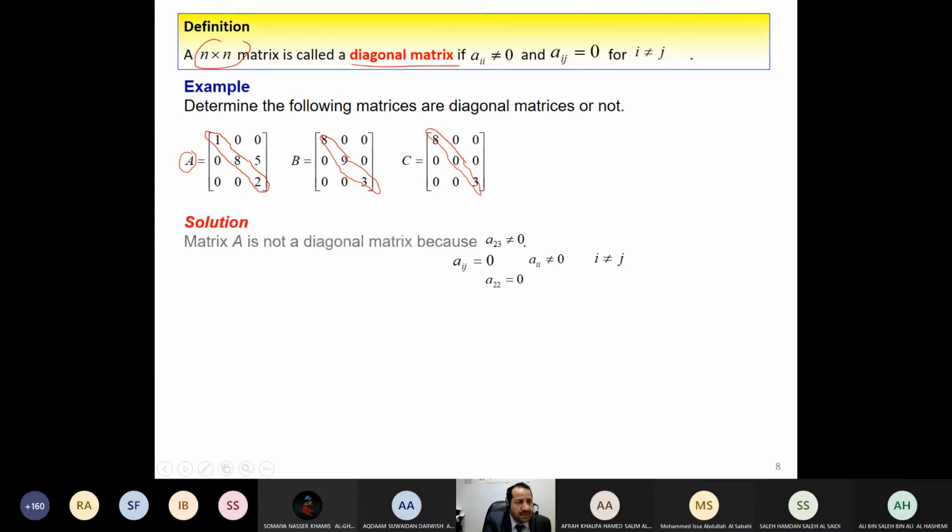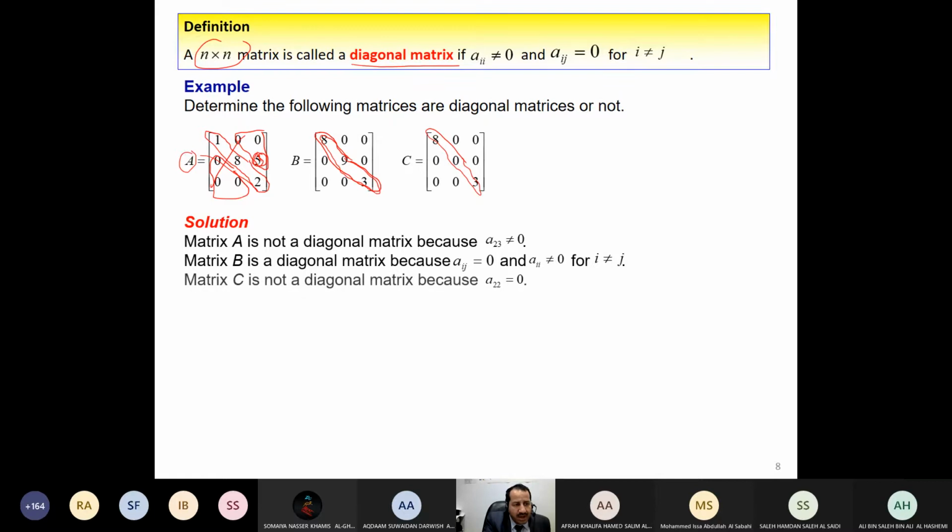Now he asked me which one of them is a diagonal matrix. Matrix A is not diagonal. Why? Because here is not 0. All other numbers, excluding the diagonal, should be 0. And since there is a number here, this is not a diagonal matrix. The second one, matrix B, is a diagonal matrix because you see here, the diagonal has numbers, otherwise 0. While the last matrix is not diagonal. Why? Because there is 0 in the diagonal elements.